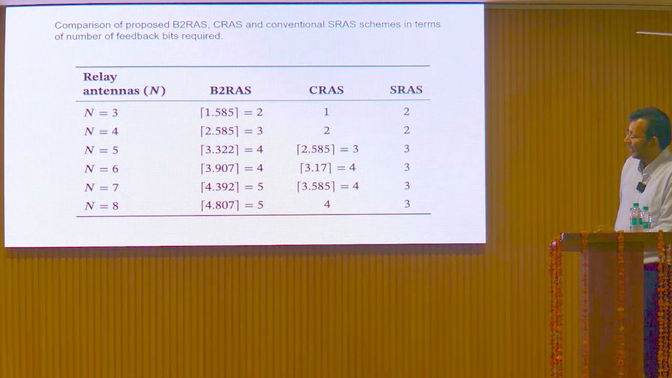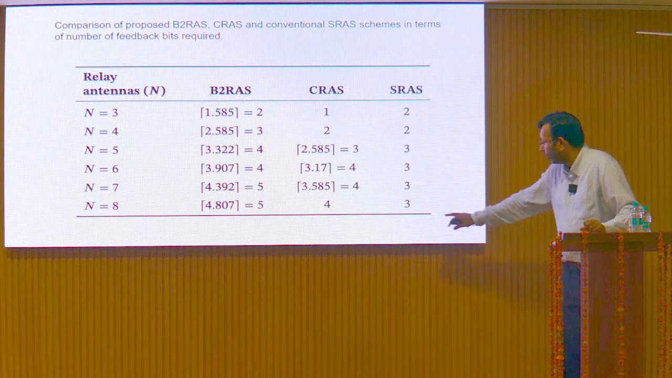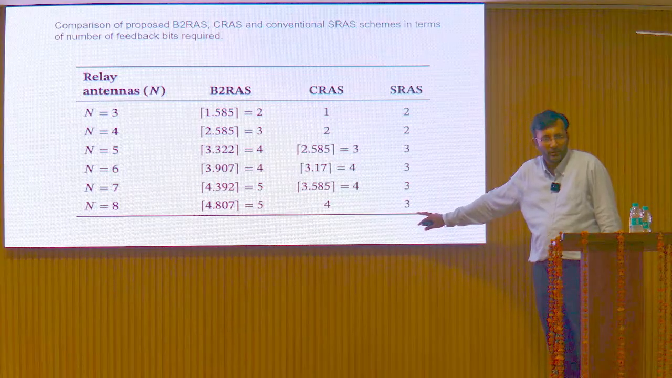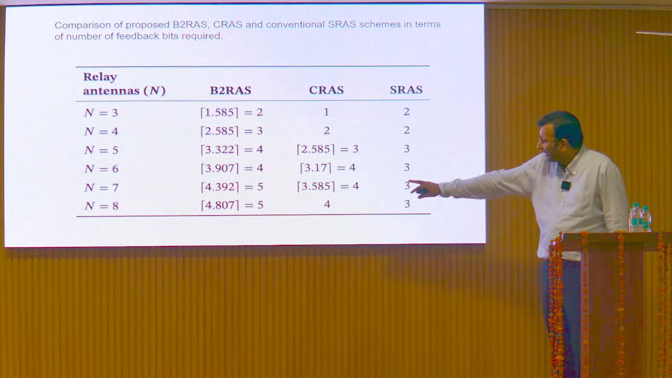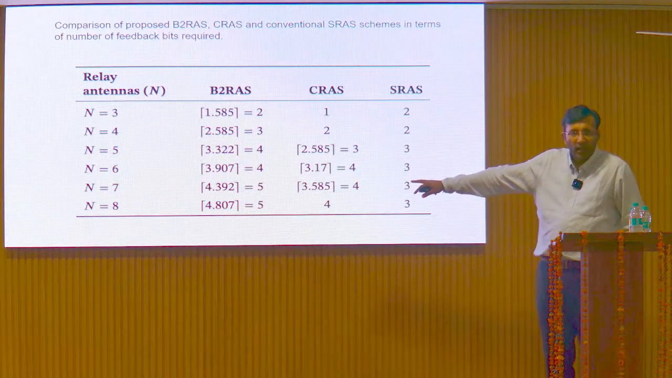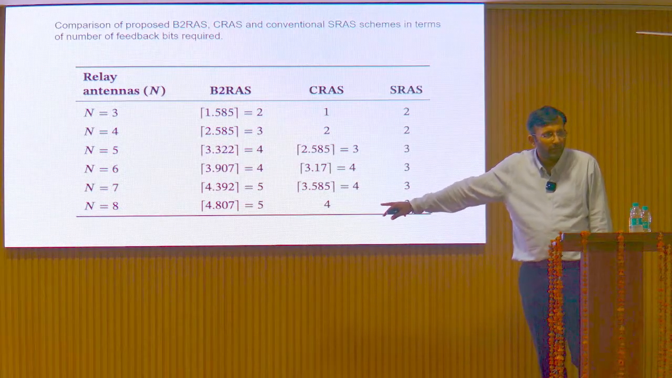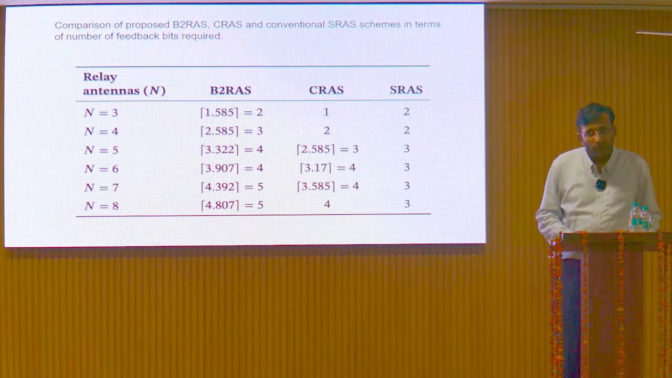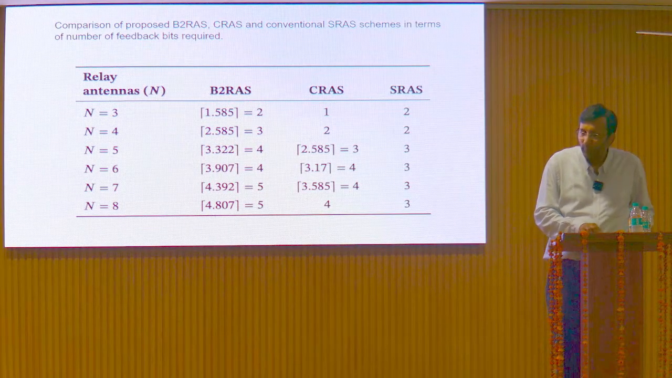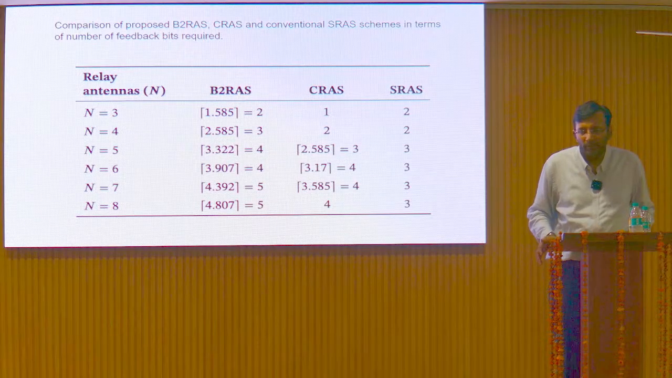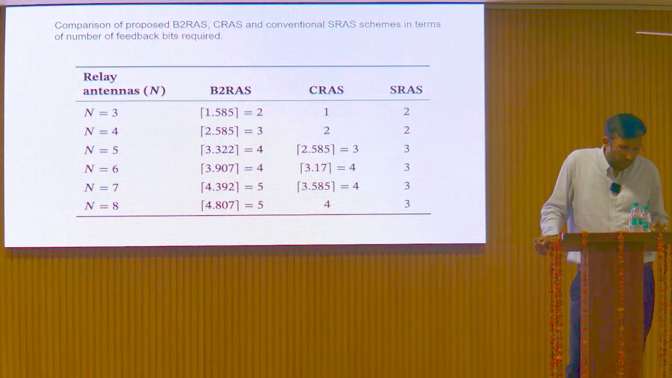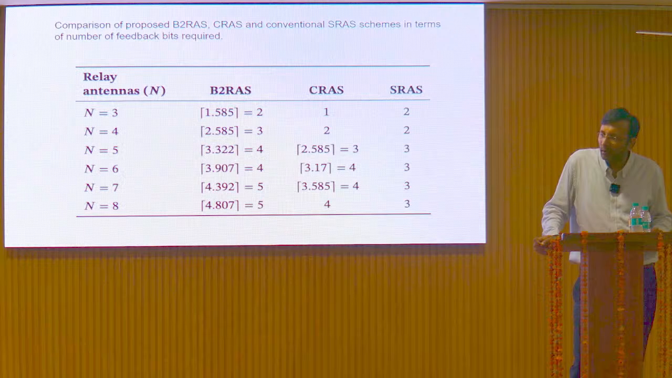Fine. To select the best antenna requires the lowest feedback bits, right? Selecting the best 2 antennas requires the highest number of feedback bits, right? So what do you think? Would selecting the best 2 antennas work better than selecting the best single antenna or not? Which one would be beneficial for us? Selecting the best 2 antennas or selecting a single best?